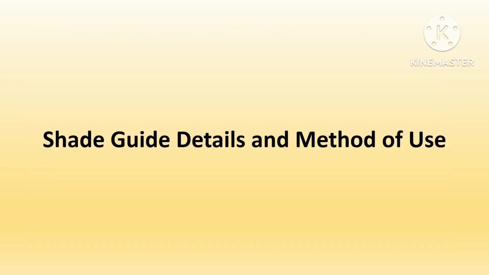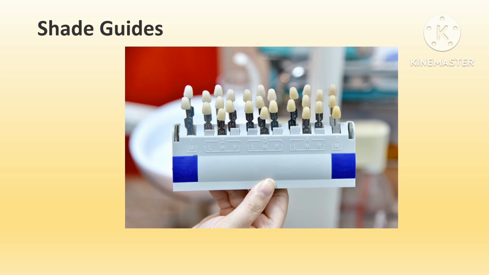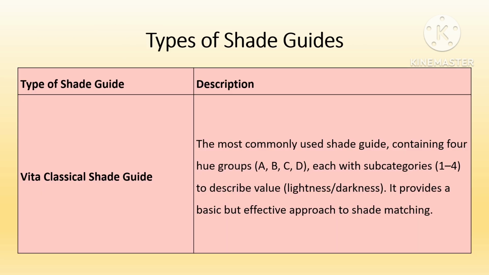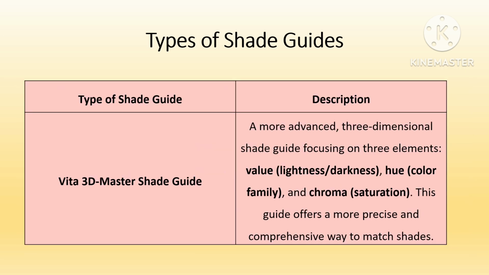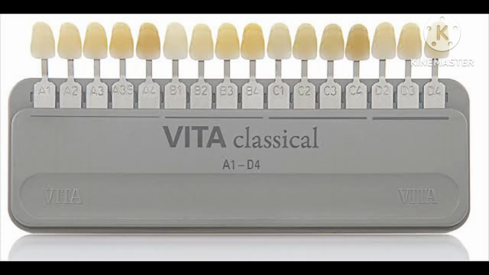Let's now review the most commonly used shade guides in dentistry. The Vita Classical Shade Guide is one of the oldest and most commonly used shade guides, and it remains a staple in dental practices worldwide. It is divided into 4 groups based on hue: A, B, C, and D, and each group contains multiple shades, giving a total of 16 options to match the natural dentition. The guide is primarily arranged by hue, making it intuitive for quick visual comparison.